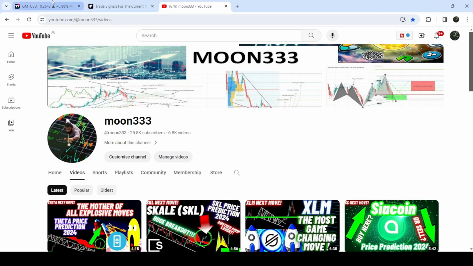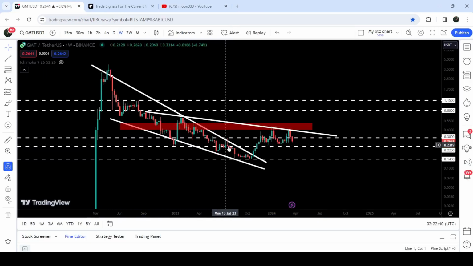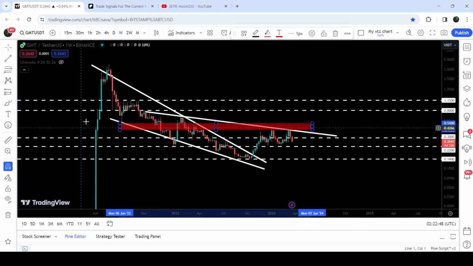As in my earlier videos, I've been showing you that GMT has already broken out a quite big falling wedge pattern. You can see that we broke it out here in the month of October 2023. But since then, after this breakout, the price could not break out this long-term resistance zone that starts from 40 cents and goes to 51 cents.